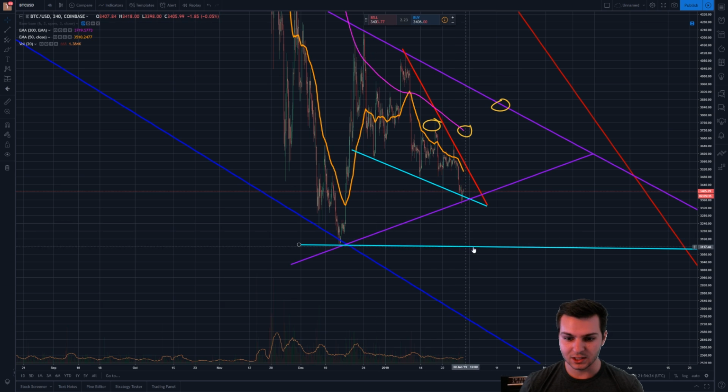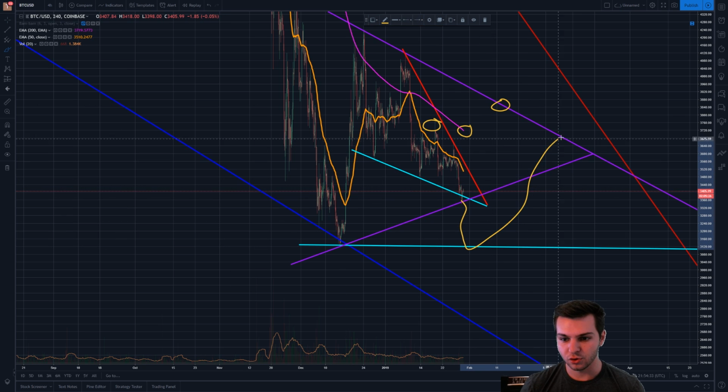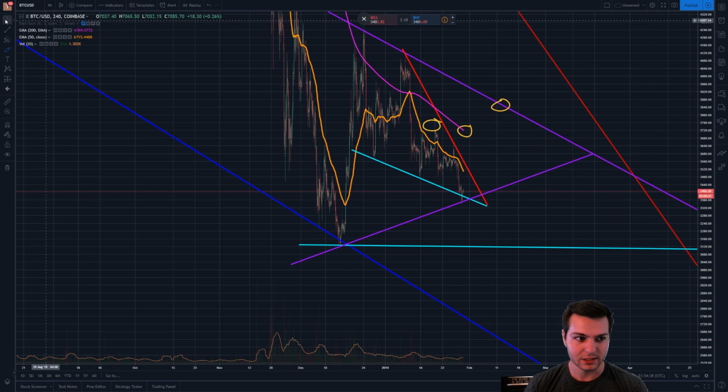And of course, if this does double bottom over here, I think it would be just as bad as anything else, because what that could create is, again, this descending triangle that could be forming on Bitcoin. And again, that's not something that we want to see either.